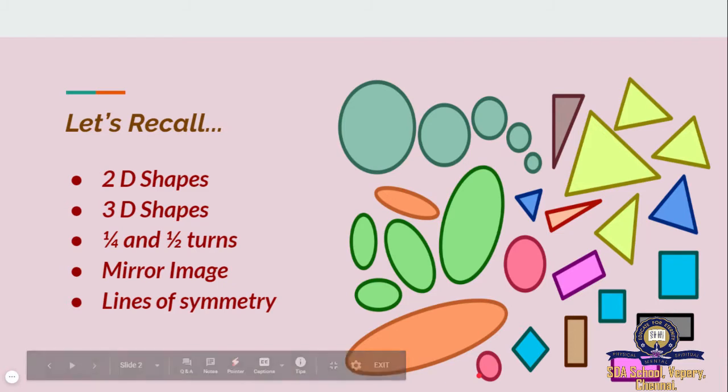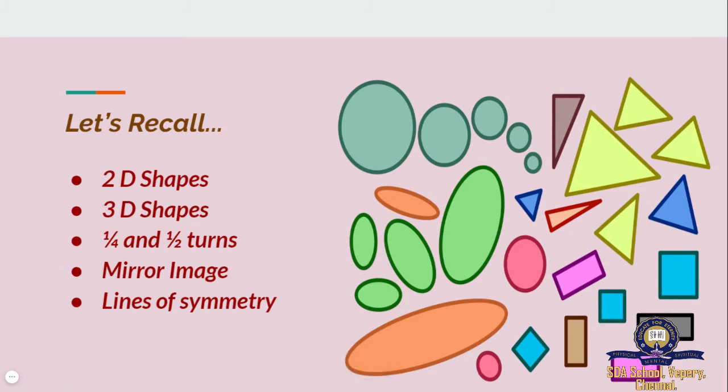So what all we studied before? We studied about 2D shape. What is a 2D shape? A shape that can be laid on a flat surface. Examples: rectangle, triangle, square, circle, all these are 2D shapes. Next comes 3D shape. What is a 3D shape? It will have three measurements, that is length, height and width. What is an example of a 3D shape? Cone, cuboid, cube, sphere, cylinder, all these are examples of 3D shapes.